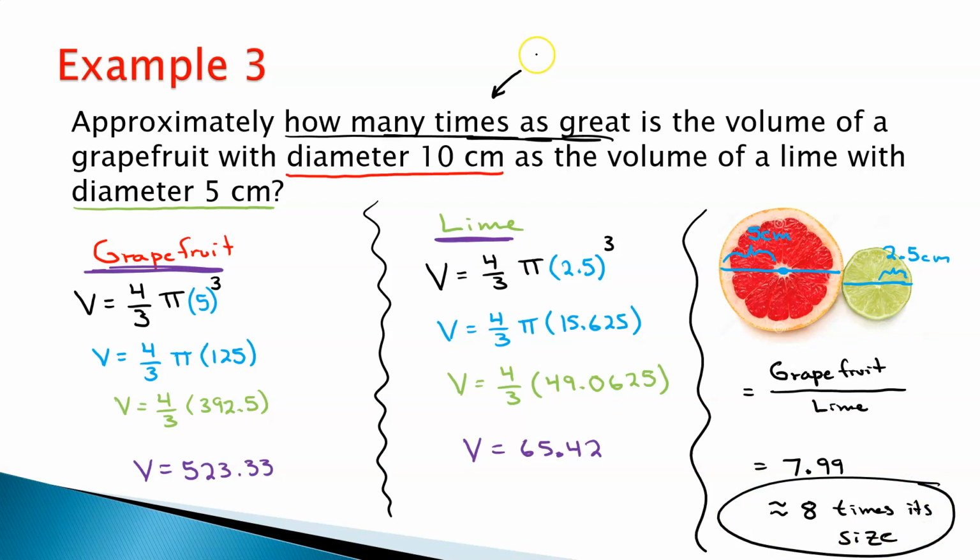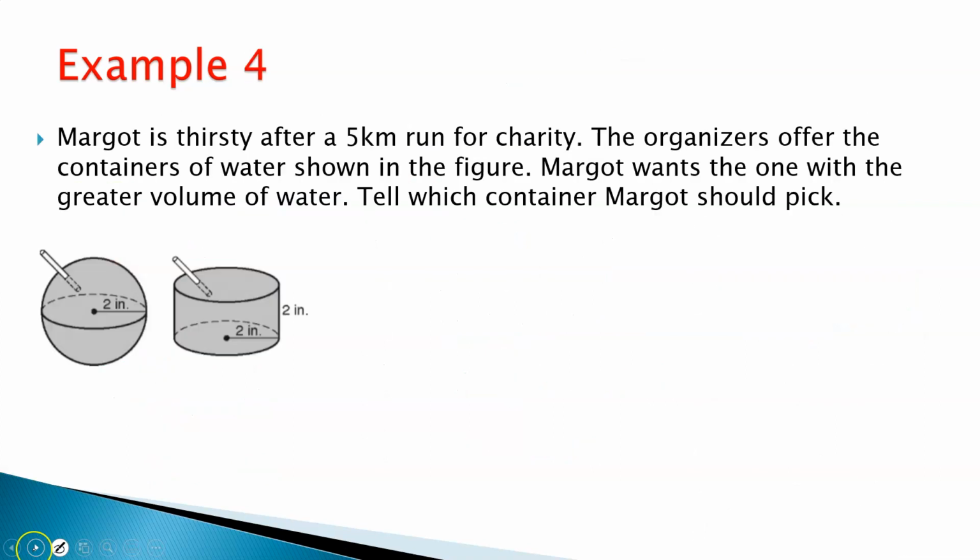How many times as great? Approximately 8 times as big. So that grapefruit is 8 times as big as that lime, approximately. So example number 4, it says Margaret is thirsty after a 5 kilometer run for charity. The organizers offer the containers of water shown in the figure.